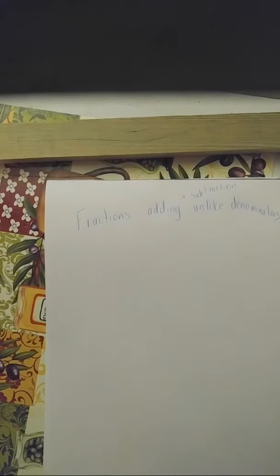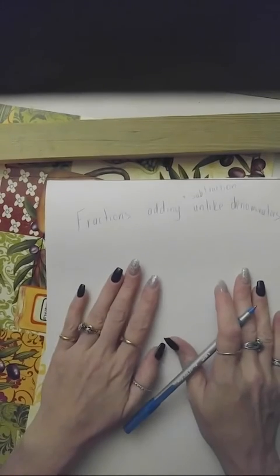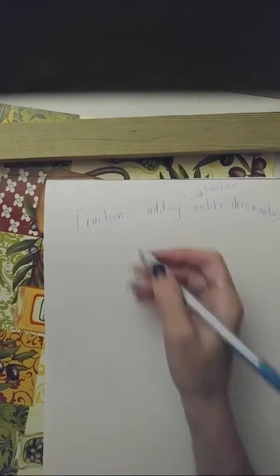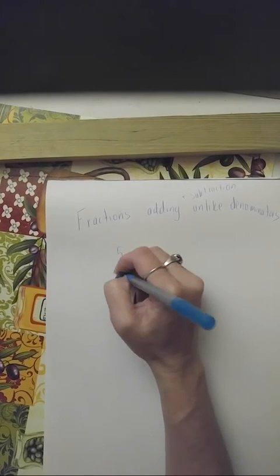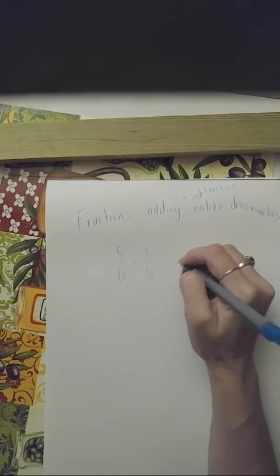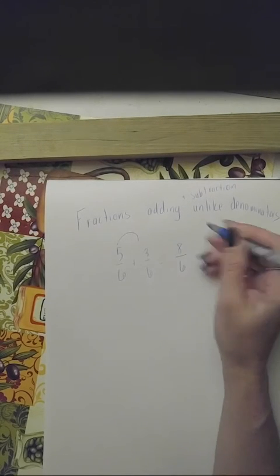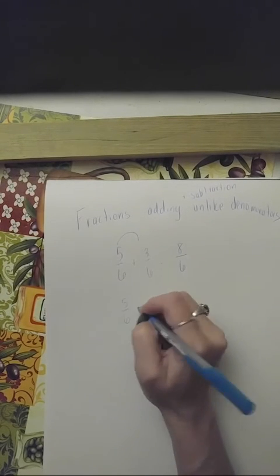All right, so the first thing that I want to talk about is adding and subtracting, obviously, with like denominators, and then we'll move on. So if I have 5/6 plus 3/6, my denominator stays the same, 6, and then I just add my numerators, 5 plus 3, which is 8. The same applies for subtraction.